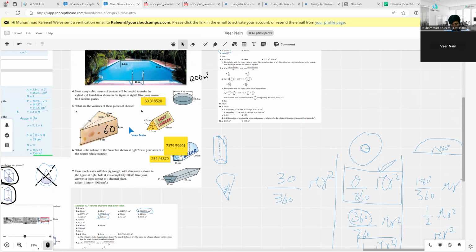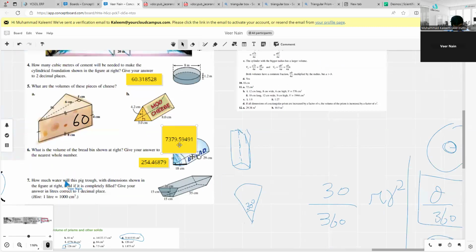Okay, so the next question, and you made a mistake in this one. It's not a very big mistake. They said that you must provide your answer to the nearest whole number. So will it be 7,379 or 7,400? What will it be? 7,380 exactly. That's the right answer.